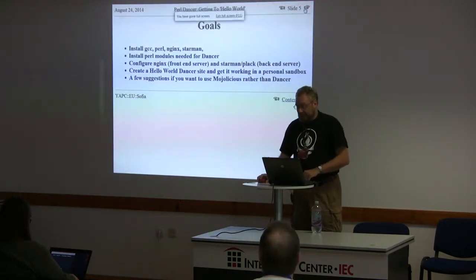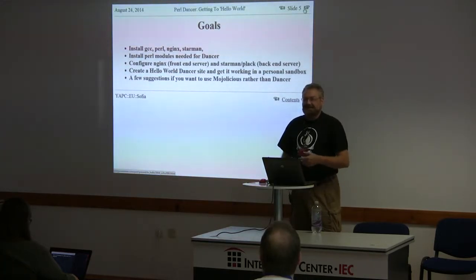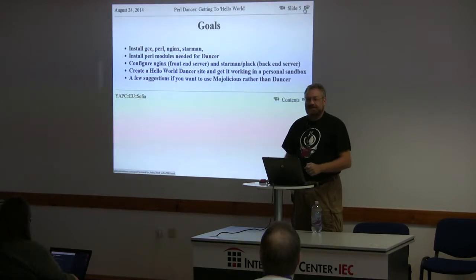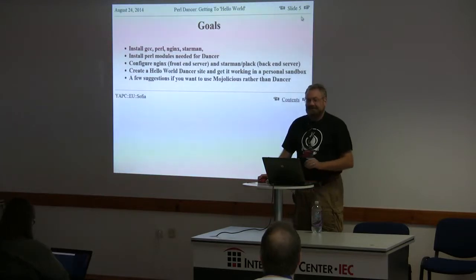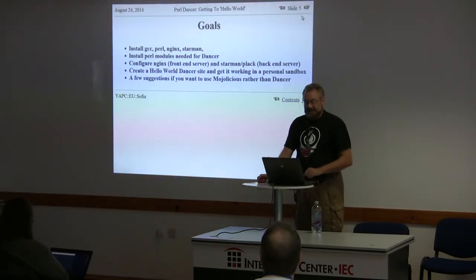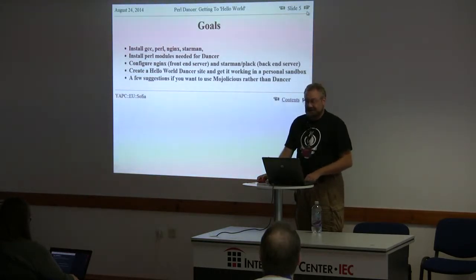Hopefully. So what we're going to do today is install all the parts we need. We're going to assume that you went to Linode or one of the other big providers. You got a brand new Linux box straight up, nothing done to it yet. So we're going to have to do everything: GCC and all its friends, Perl, Nginx, Starman, Dancer. We're going to configure Nginx to be out front. We're going to configure Starman to be in the back. And we're going to bring up a website, the basic Hello World website as it was given to us. And from here, you can go to any of the other tutorials and figure out what to do. And at a few points along the way, I'll say, if you want Mojolicious instead, this is what's different.